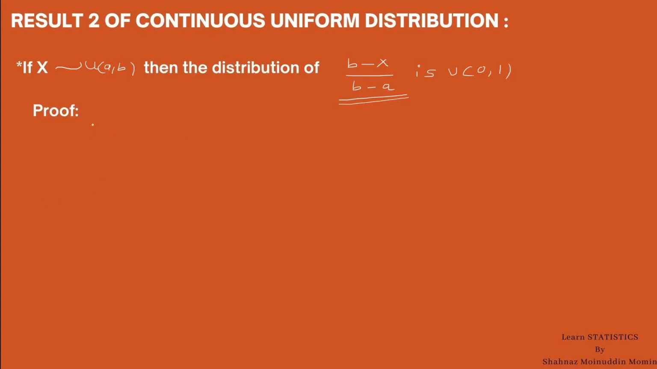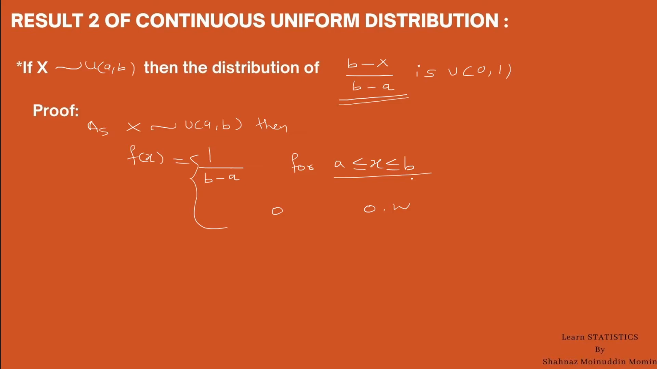So proof: as X follows uniform a b, then its PDF is, as we have already studied, 1 upon b minus a for a less than or equal to x less than or equal to b, and 0 otherwise, meaning other than this range a to b, the PDF is 0 for all the remaining ranges of x.